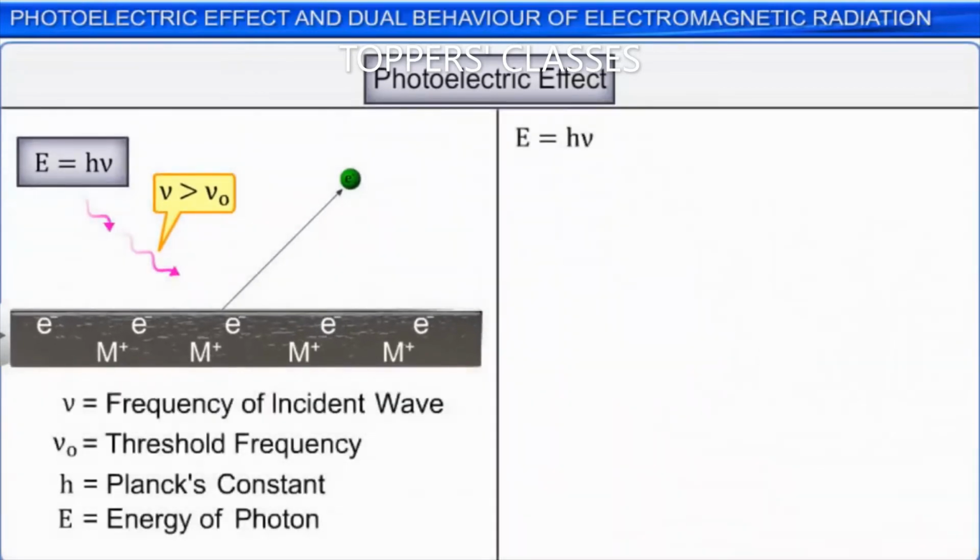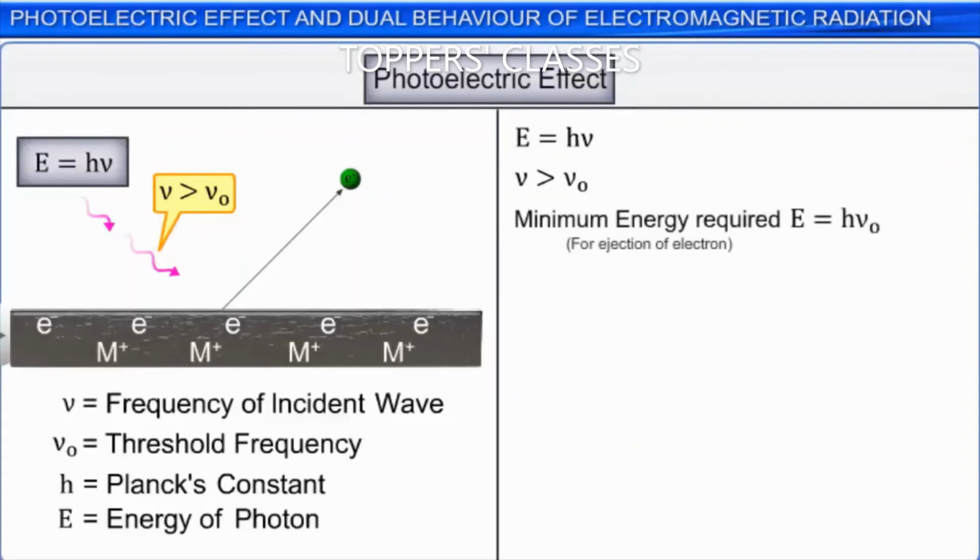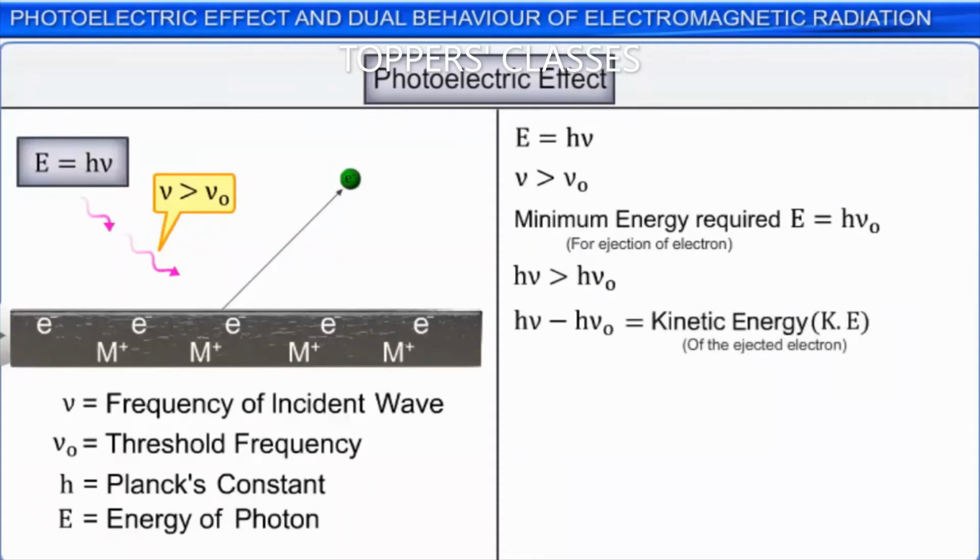Let us assume that the frequency of the photon of incident light nu is greater than the threshold frequency nu0. In other words, the striking photon has energy equal to h nu, and the minimum energy required to eject the electron is h nu0. As the energy of the incident photon h nu is greater than h nu0, the remaining energy, that is h nu minus h nu0, is imparted as kinetic energy to the electron. Thus, h nu minus h nu0 is equal to half mv square.